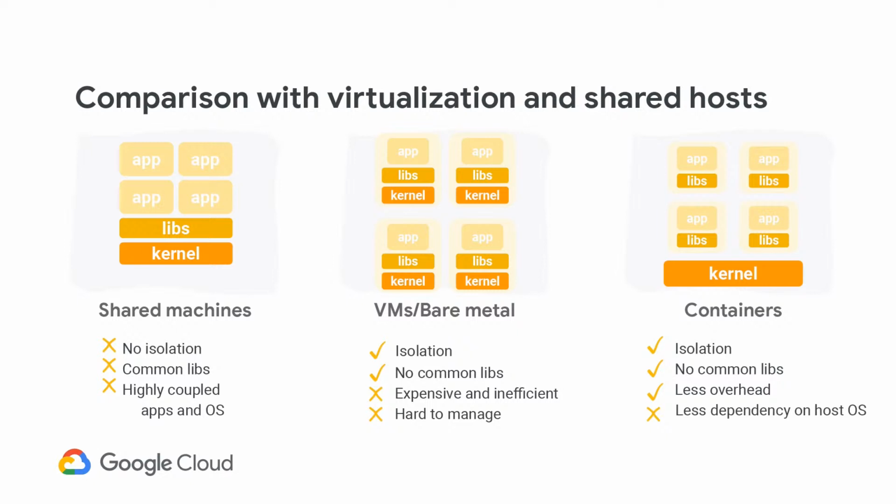Now, with shared machines, really, there's no isolation of the system. The system utilizes common libraries. You have applications that are coupled with the operating system itself. If you implement virtualized machines on bare metal, that means that you do have isolation and your system doesn't use common libraries between the virtual machines. But this is kind of expensive to implement and really inefficient. It also tends to be hard to manage.